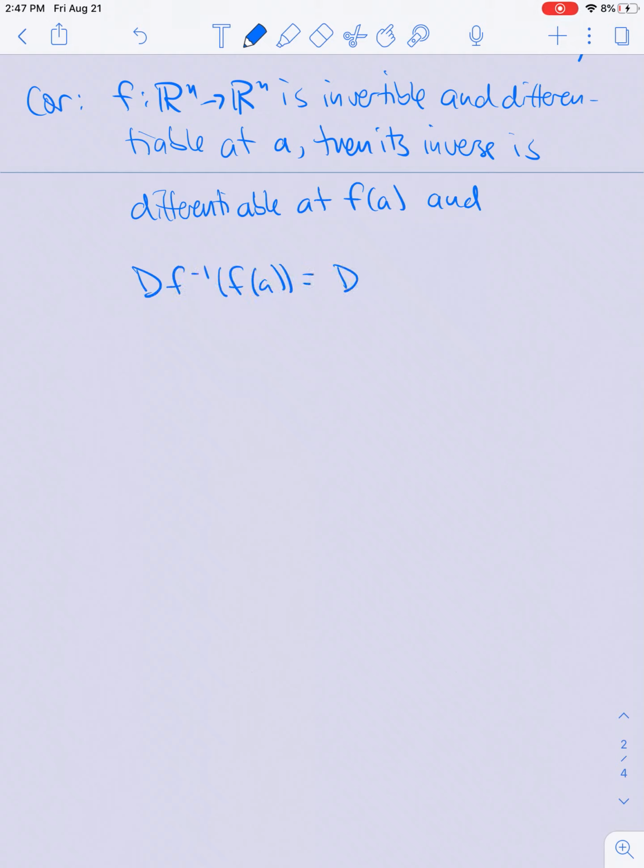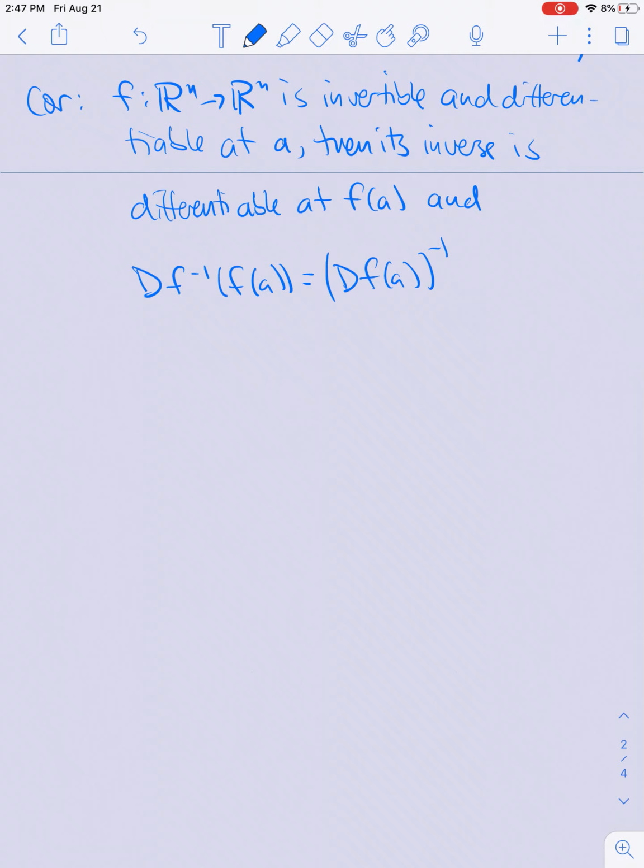is if f from R^n to R^n is invertible and differentiable at a point A, then its inverse is differentiable at f of A, and d of f inverse at f of A is precisely the inverse of df at A, as a matrix or as a linear transformation.